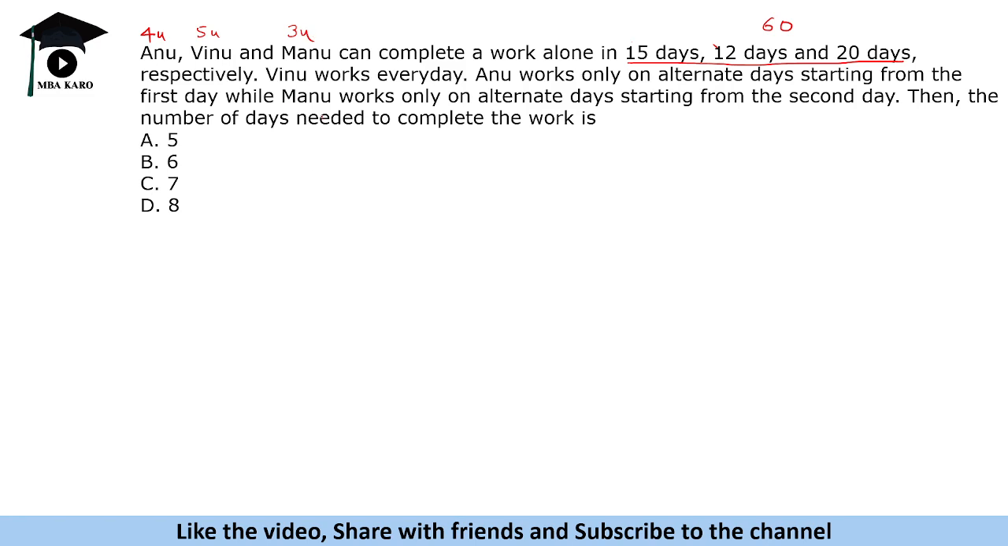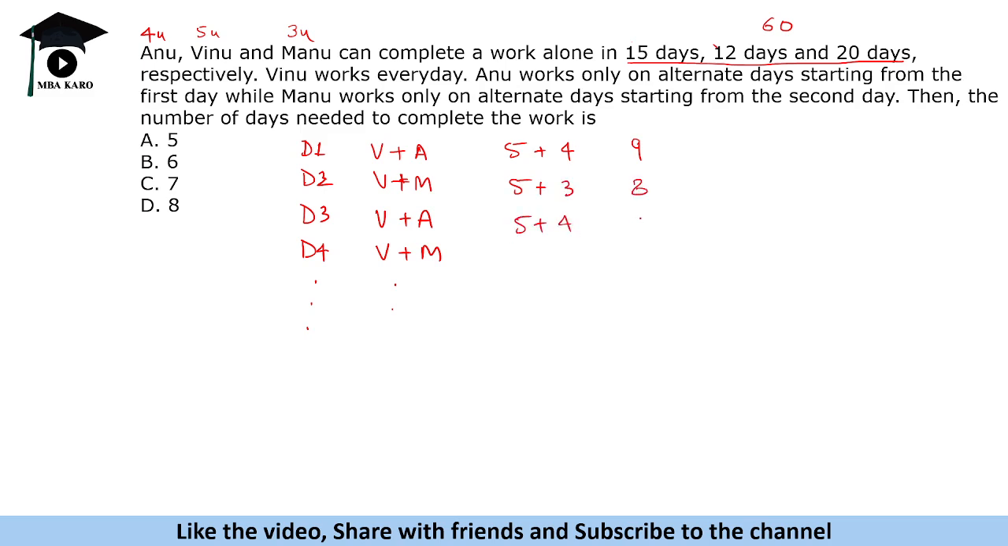Now Vinu works every day. So if we talk about day 1, day 2, day 3, day 4 and so on, every day Vinu works, okay? Now Anu works only on alternate days starting from the first day. So it is Vinu plus Anu, Vinu plus Manu, and so on, right? Vinu is doing 5 units, and Anu is doing 4 units. So first day 9 units are done. Second day 5 plus 3, 8 units are done. Third day 5 plus 4, 9 units. Then 5 plus 3, 8 units.